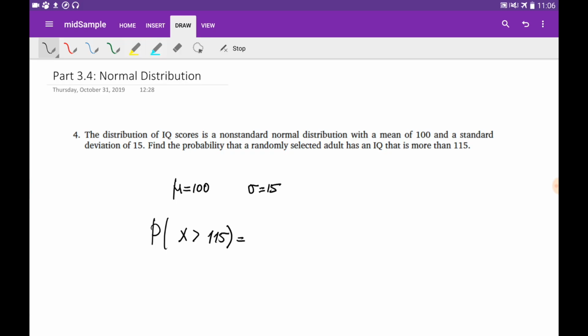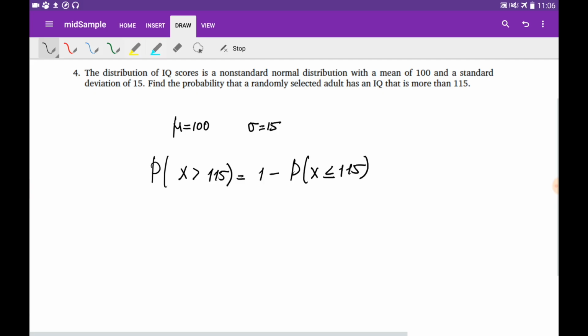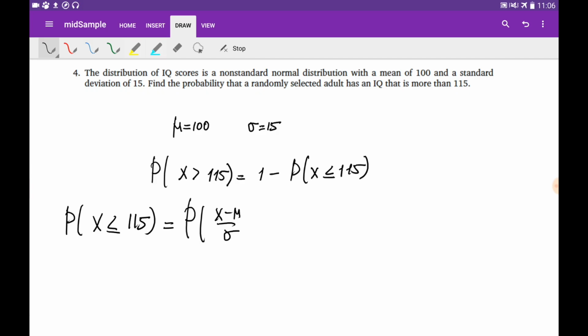In order to do this, I can first find the probability that x is less than or equal to 115. Let's find the probability that if I choose one of the adults randomly, his IQ score is going to be less than 115. So I need to find the corresponding z-score for both parts. It's going to be x minus mu divided by sigma, because that is equal to z, right? Since I did this for the left-hand side of this inequality, I have to do the same thing for the right-hand side. It's going to be 115 minus mu divided by sigma.